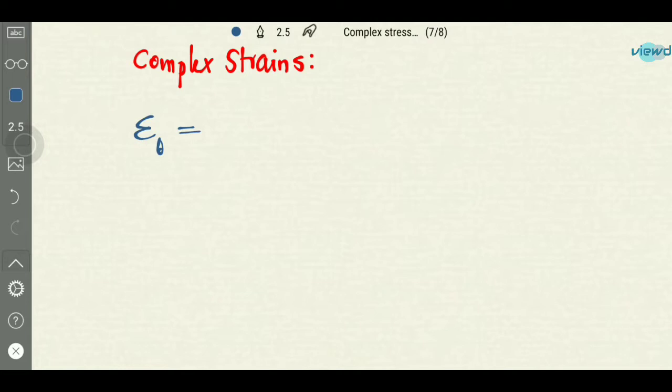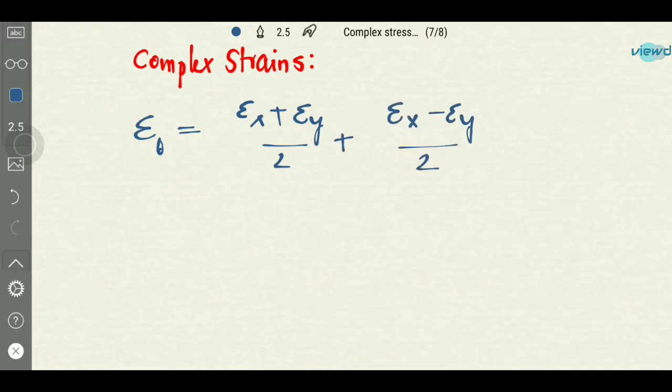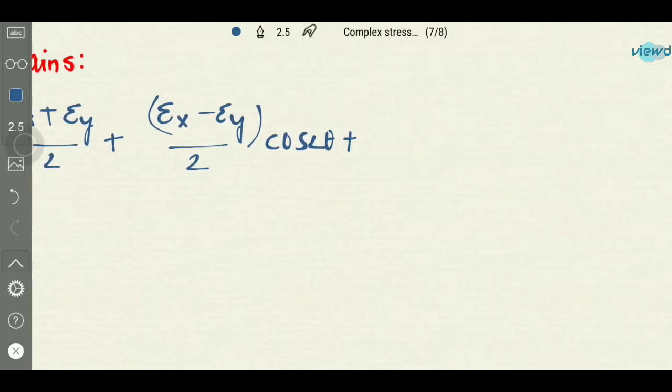So in stresses there was sigma theta. Here it will be epsilon theta, and it will be epsilon x plus epsilon y divided by 2, plus epsilon x minus epsilon y divided by 2 into cos 2 theta, plus there was tau xy in case of complex stress. Here it will be gamma xy, the shear strain, sin 2 theta.